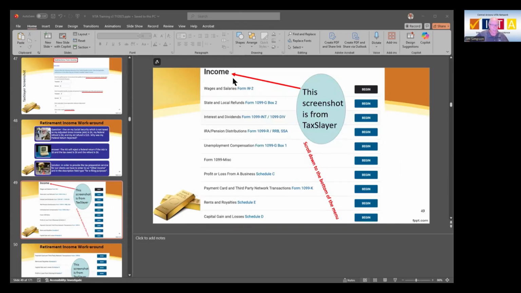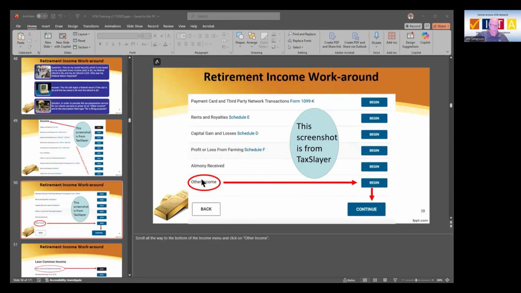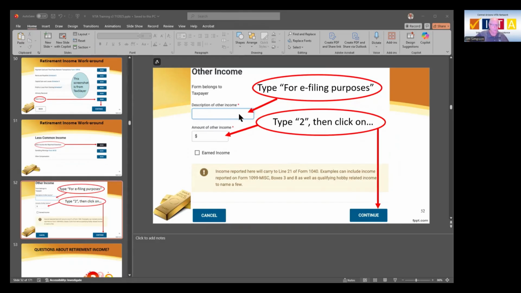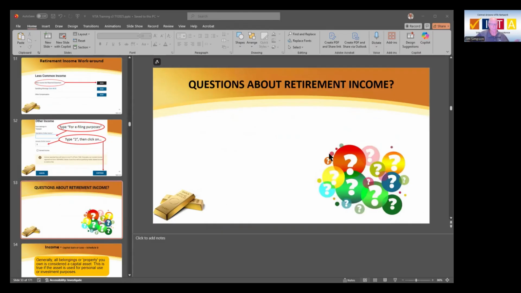So we just go in here to income. We scroll down to other income. We put in here other income not reported elsewhere. We type in for e-filing purposes, type in $2 and hit continue. Okay. So that gets us through retirement income. Now I would like to tackle a little bit of other types of income, and then we'll cut this short and pick it up in the second session of session 3.